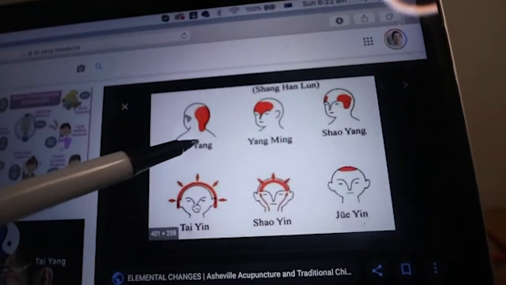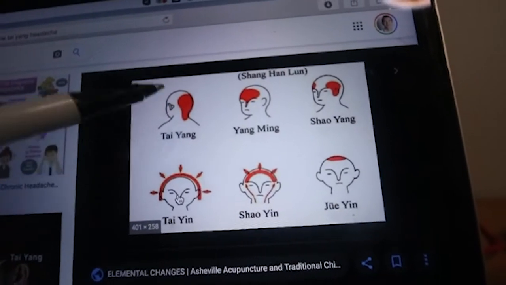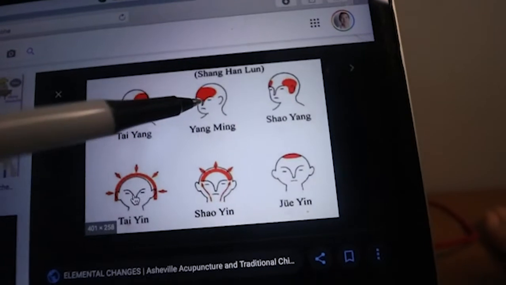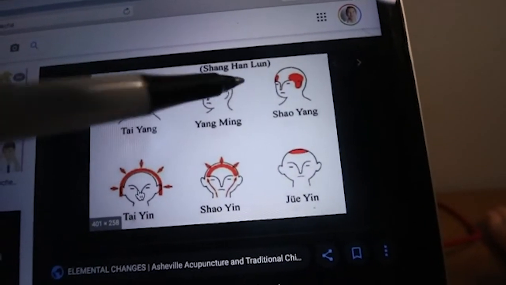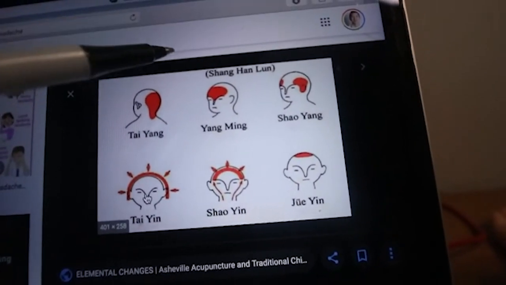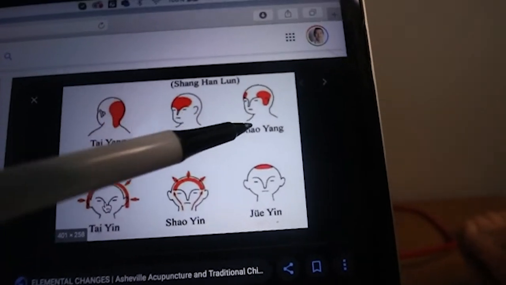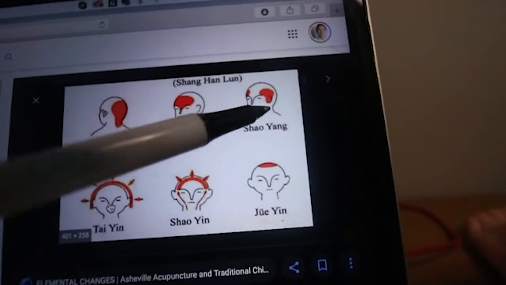So this one on here, this is your taiyang headache, which is basically your occipital headache. That's the headache that runs down the back of your head. Over here, you have a yangming headache. This here is just a frontal headache. Same thing, it runs across the forehead. Shaoyang headache is basically a temporal headache. So this is when you have a headache on the sides of your head.